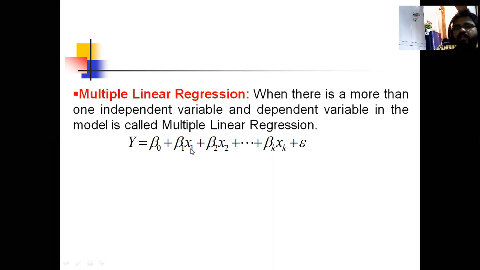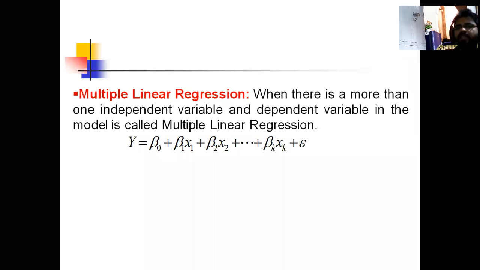For example, here something changes in x1, it will lead to a change in y, or changes in y due to changes in x1. See, when we are taking into account y is equal to beta 0 plus beta 1 x1, only one simple equation. If something changes in x, it leads to changes in y. That is called elasticity.